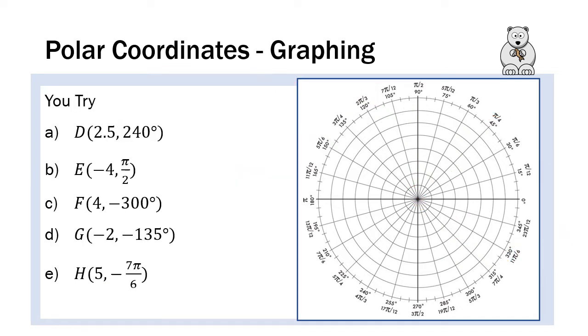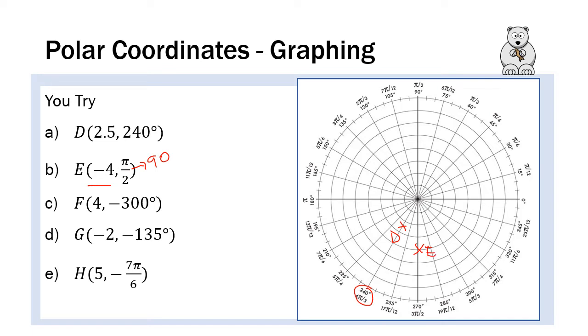All right, we're going to do a few of these just to get the hang of it a little bit better because this will help you with the next section. So for letter A, I'm going to plot point D at 240. 240 is in the third quadrant right here. And I'm going 2.5 towards it because it's positive. So there's D. Pi over 2 is 90. So I'm going to go to 90, but I am going to go in the negative, I'm going to go away from 90. 4. 1, 2, 3, 4. That's E.